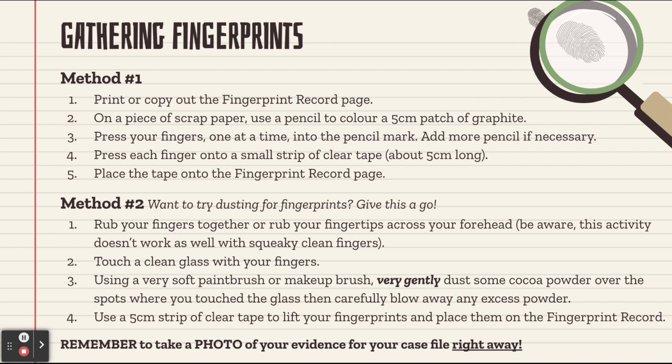Then you're going to lift the fingerprint with a small strip of clear tape and place that fingerprint on the fingerprint record page in the appropriate box. Again, remember to take a photo of your evidence for your case file right away.